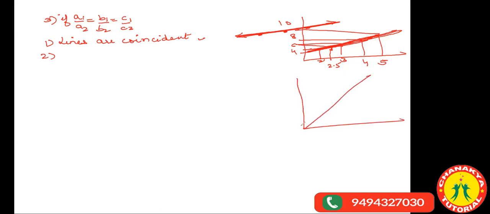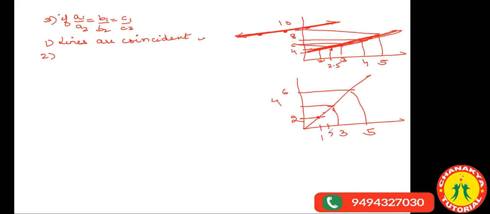One line you have drawn like this. Suppose this point is 1, this is 2, this is 3, this is 4, this is 5, this is 6. Like this. So, beta, the point of second line will be like this.